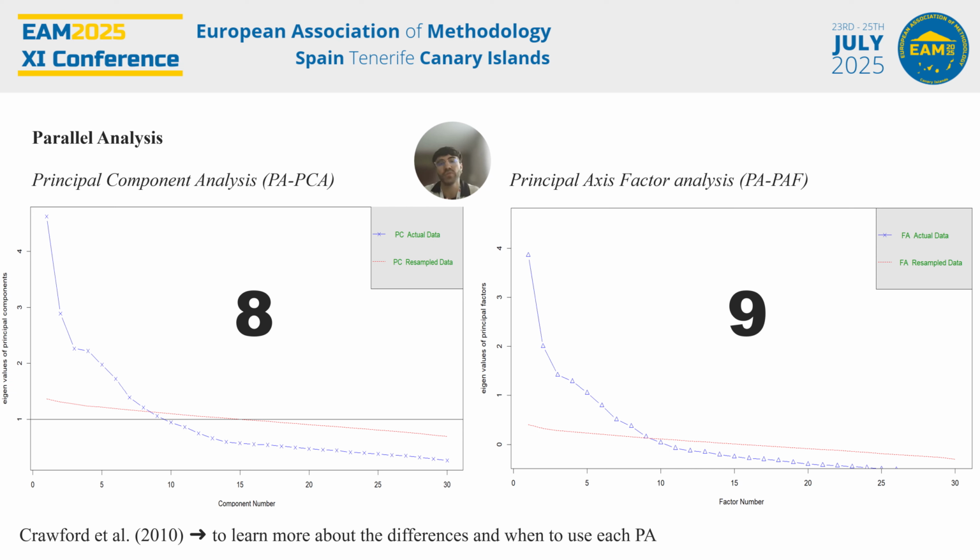It suggests solutions with 8 factors. In this case, that might be the more appropriate method, since low correlations between factors are expected theoretically for this test. And on the right, we have the results from PAF, which suggests 9 factors instead.